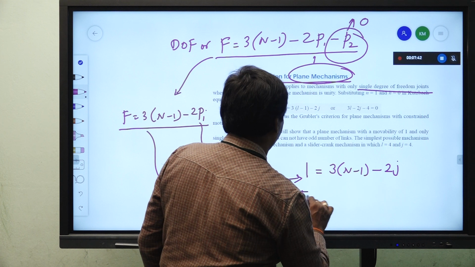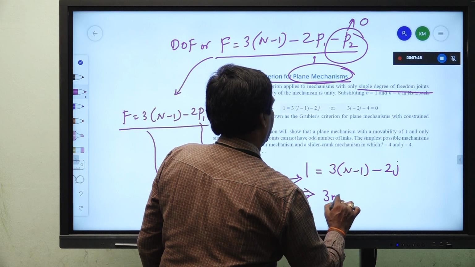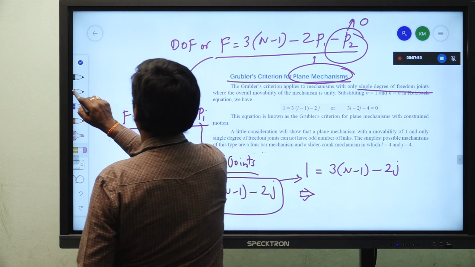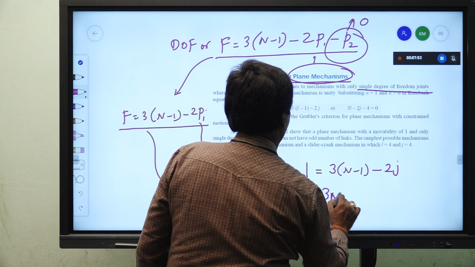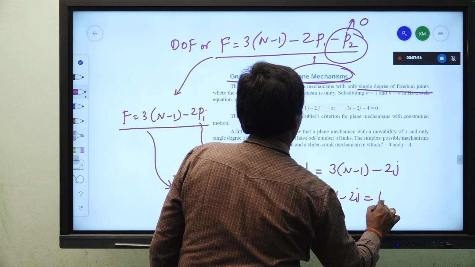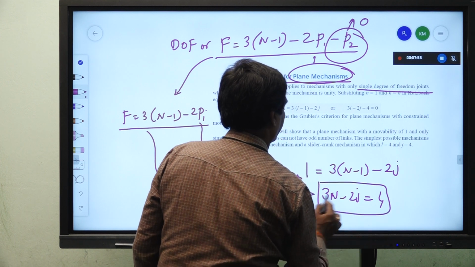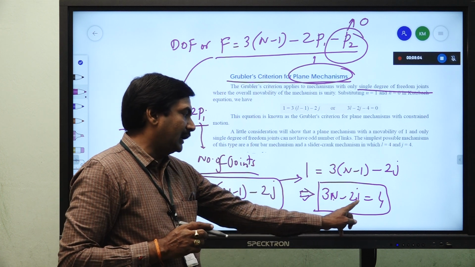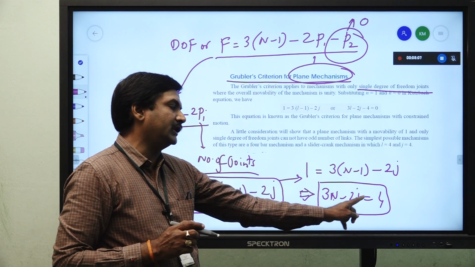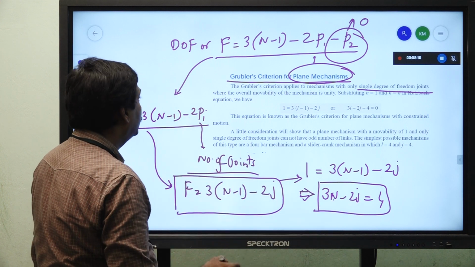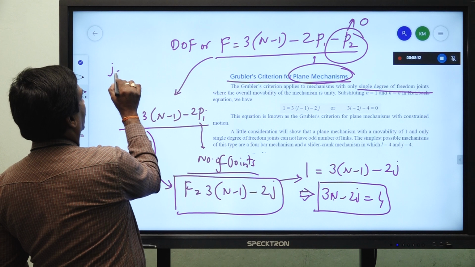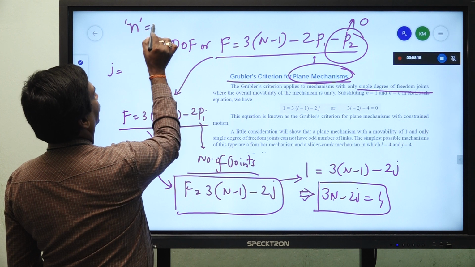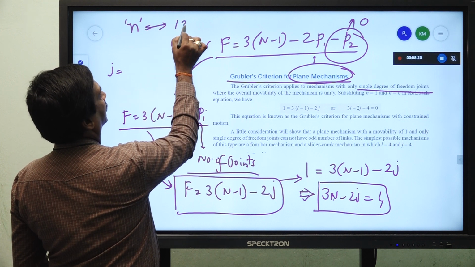After solving this, 3n - 2j = 4. So the relation between the number of links and the number of joints is 3n - 2j = 4. Suppose we want to know how many joints are required for a particular kinematic chain with n links. Suppose n is given to us, n equal to some 13.